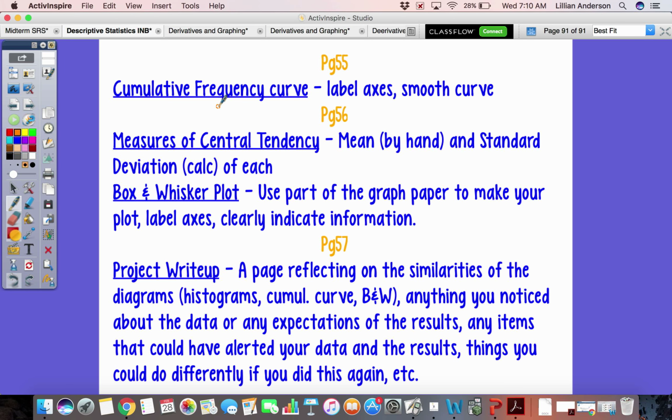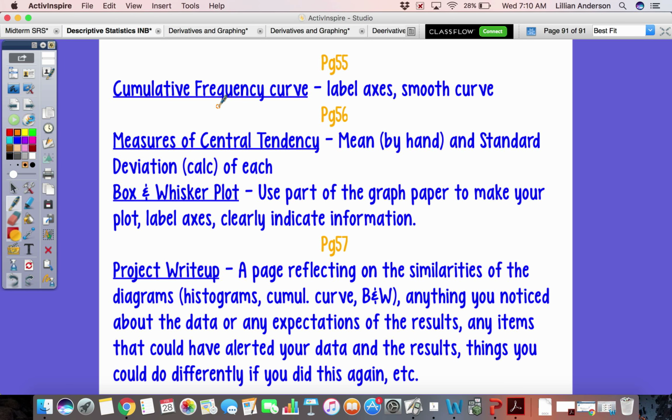On page 56, you're going to find the measures of central tendency for both your heights and your shoe sizes. You're going to find your mean by hand using your frequency distribution tables, and you're going to find your standard deviation with your calculator. Also on page 56, you're going to create a box and whisker plot.